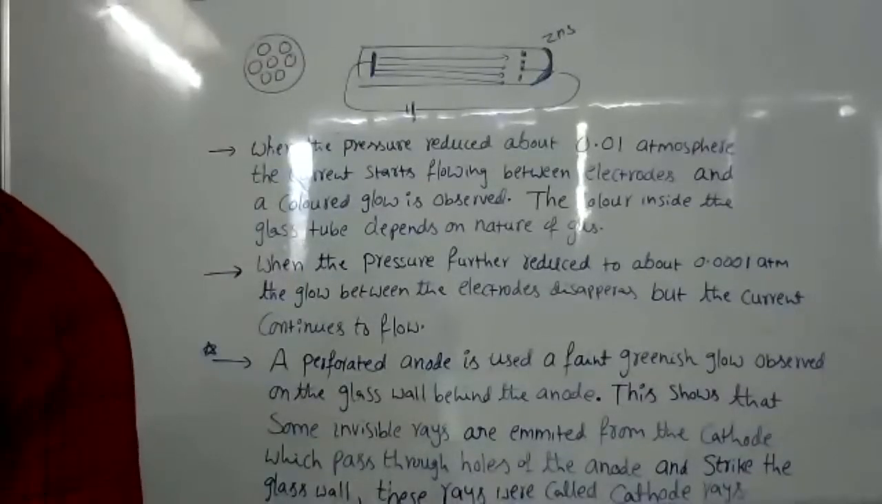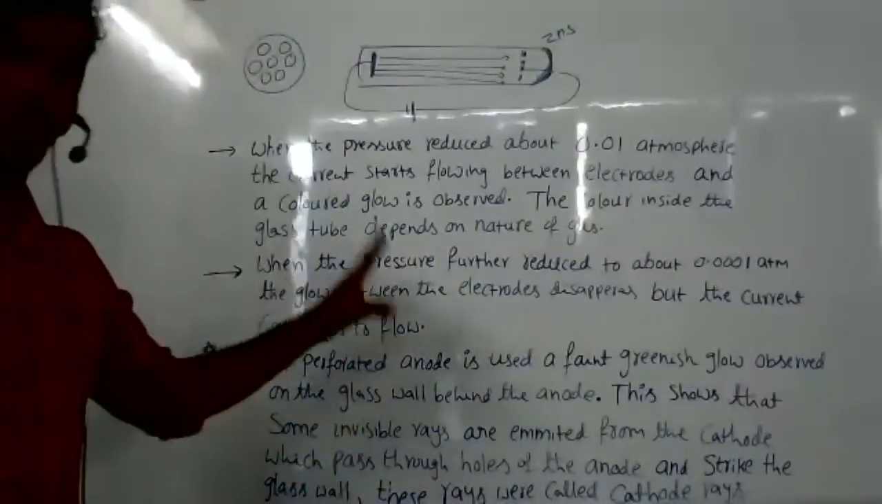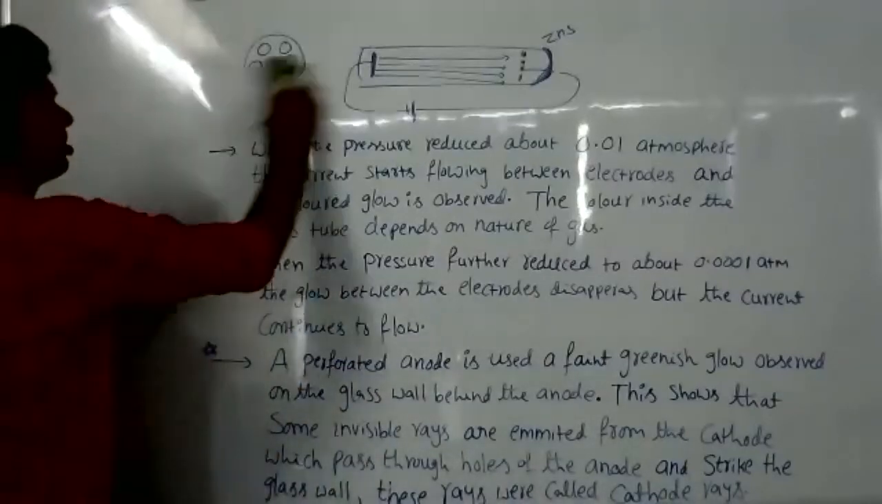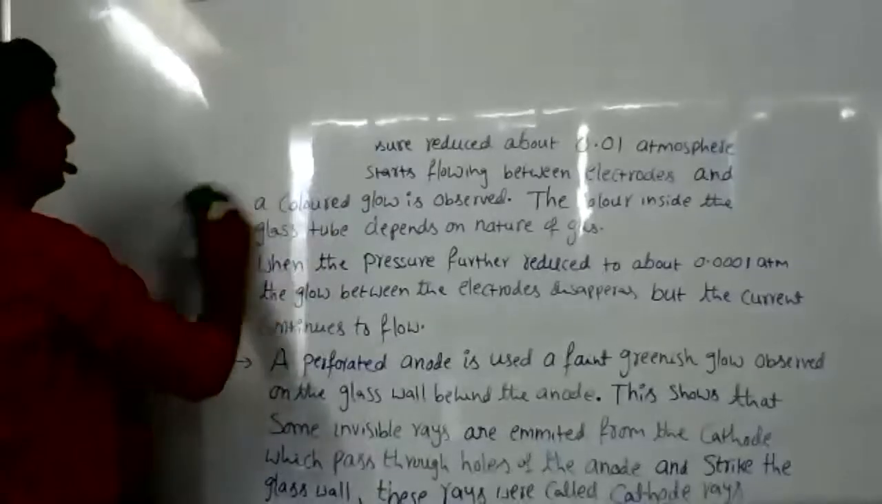This is only about the discovery of cathode rays. Next, what are the properties of cathode rays? In the previous class, we already discussed the cathode ray properties. Just now, once again, I will explain. Listen. Completed, all of you?